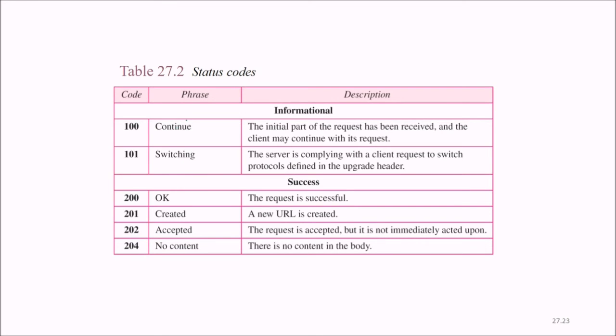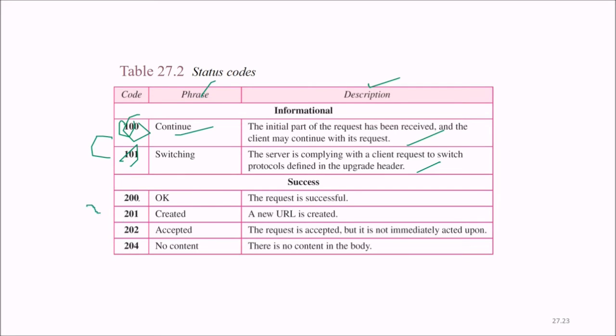These are the status codes of HTTP. These are the codes with their phrases and the information, the description. So for continue, you have the code 100: the initial part of the request has been received and the client may continue with its request. So according to these numbers or codes only, things are going to work. 101 is for switching: the server is complying with the client request to switch protocols defined in the upgrade header. So this is how it goes. First 100, continue, switching. Then the request is successful.